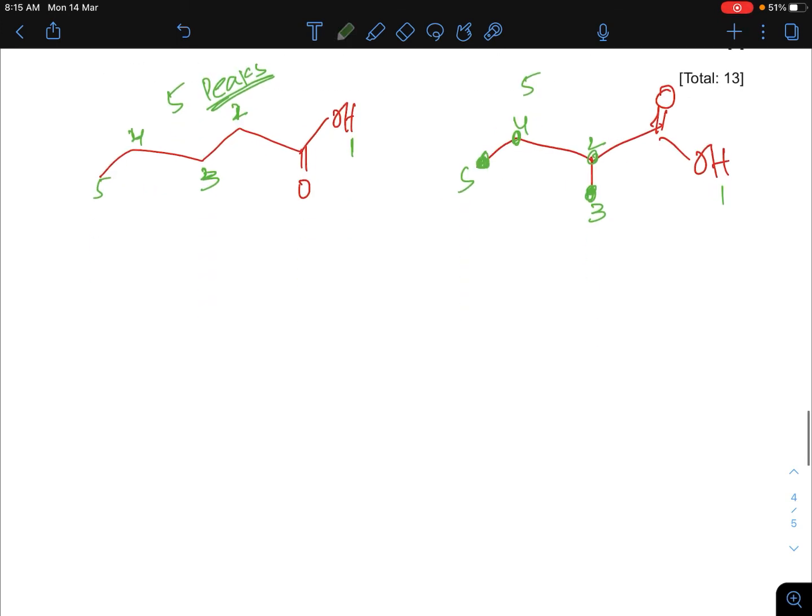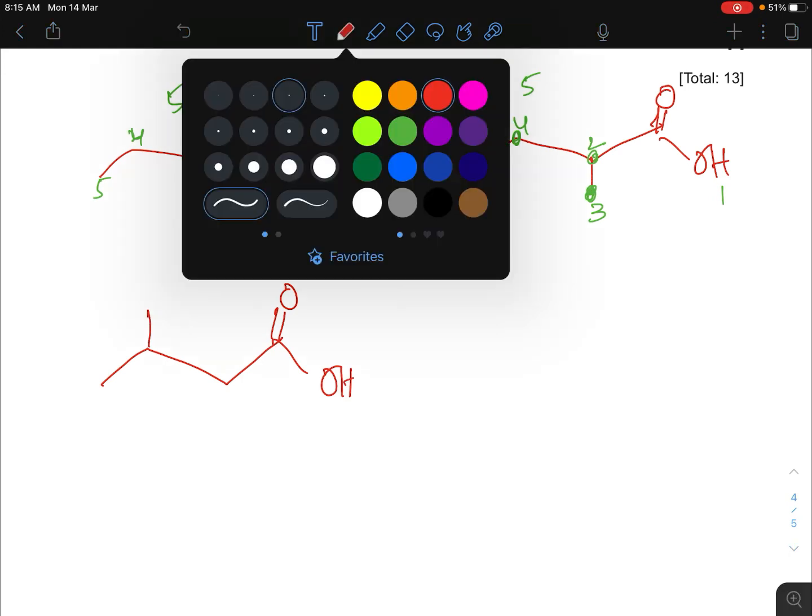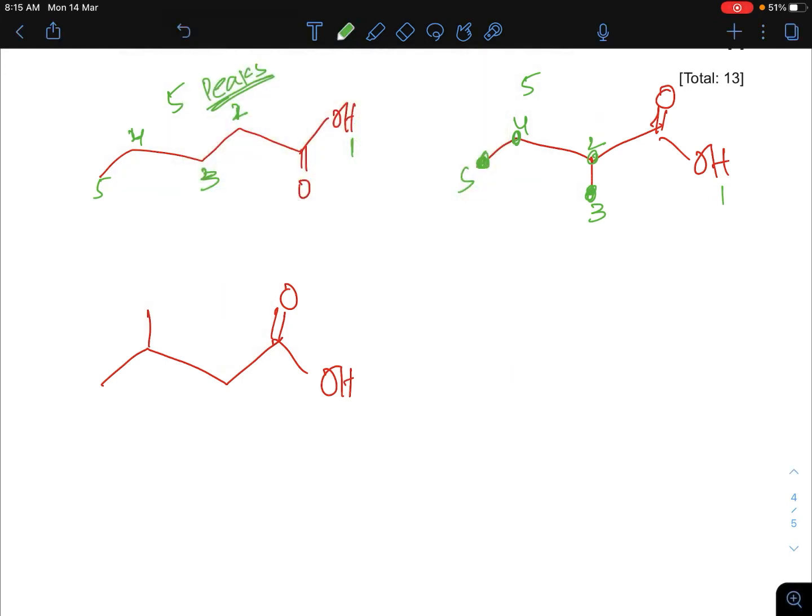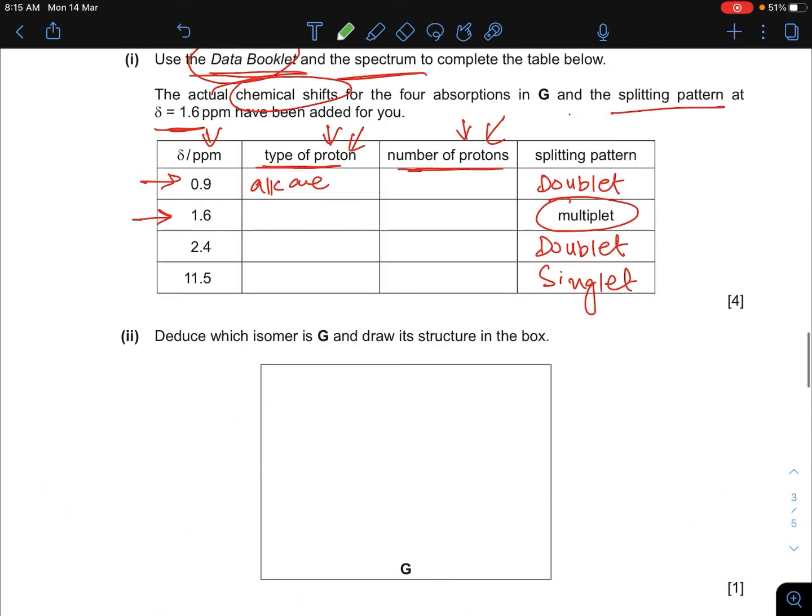Now this next structure that we have is butanoic acid, and methyl is on the 3rd carbon atom. So now how many peaks do we have? 1 for this proton, 1, then 2, 3, and this CH3 and this CH3 are both attached to the same carbon, so they would give the same peak. So 4 peaks in total. That means our structure is 3-methyl butanoic acid, right? So now let's just fill the table.